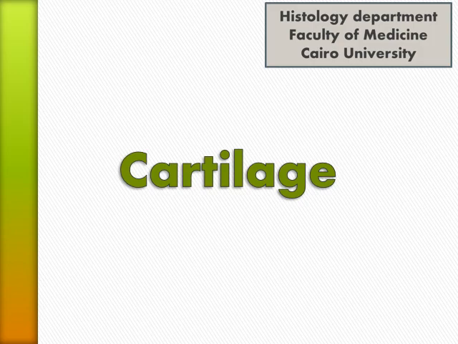The cartilage has three types. The hyaline cartilage, which is the most common. The yellow elastic cartilage, in which collagen type 2 and many elastic fibers are present. The predominating fiber is elastic, while in white fibrocartilage, the fiber is collagen type 1.